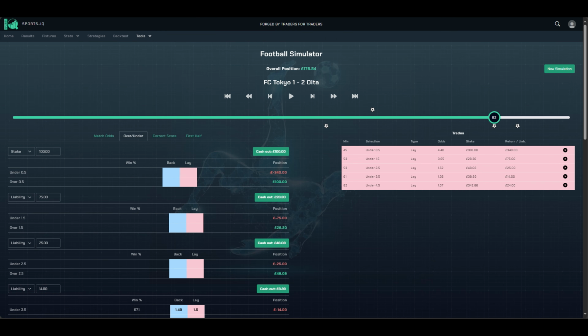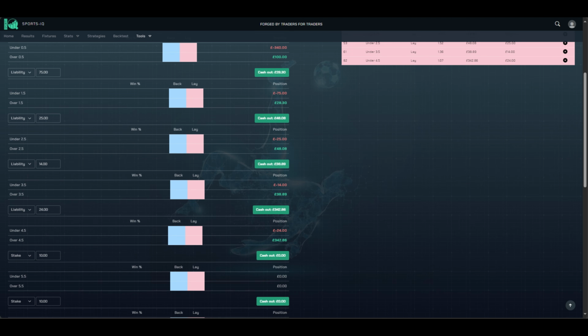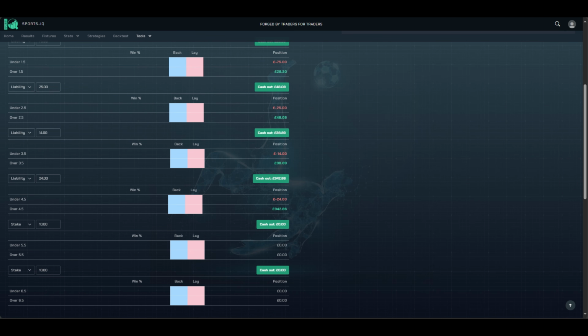Now the beauty of this is we already know there's a second goal, so we can see what our profit would be. So let's nudge it forward once again, and boom, there's another goal. So now we're past the 80th minute, we wouldn't have placed any more trades, and that gave us a profit of £558. Bloody boom.